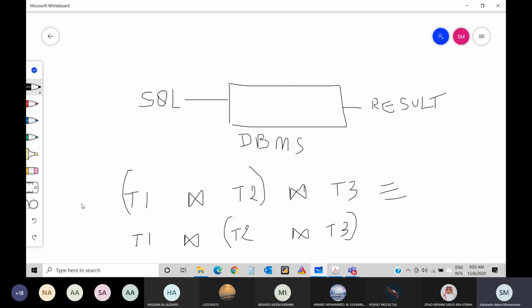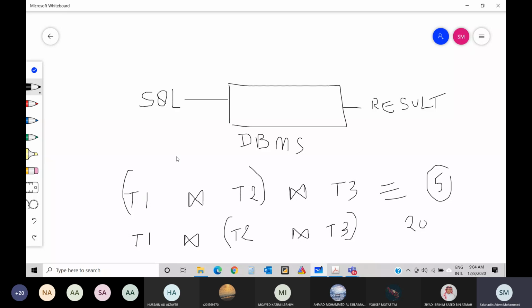Okay? But maybe this will take like 5 minutes. Maybe this will take 20 minutes. So they will not finish at the same time. They might not consume the same CPU time. They might not consume the same memory time and memory space. So definitely I want this one, because this will finish quickly. So this is what query optimization means.